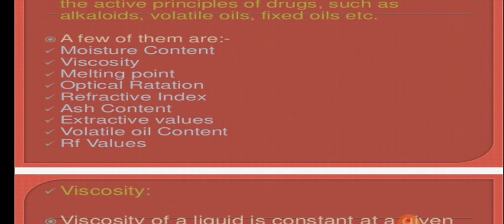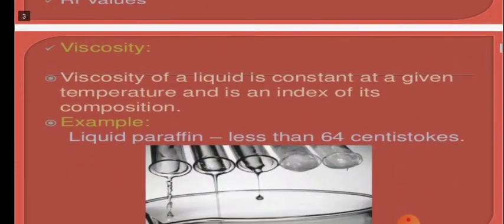Viscosity means how is the structure? Suppose we are using an oil which is not essential for the preparation. If it is kept open in the air, it shows a semi-solid structure, and that is called viscosity. Then optical rotation, refractive index, ash content, extractive value. Extractive means after extraction, what is the percentage of the contents. Then volatile oil content, right.